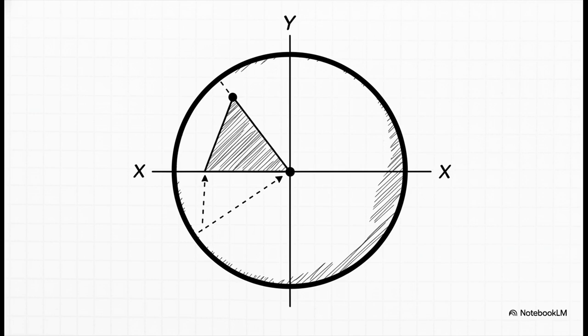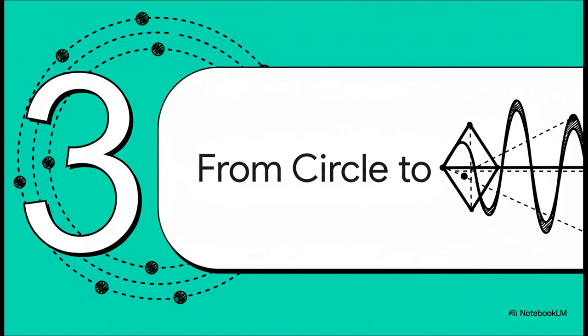Okay, now this is where things get really clever. Since the radius, which is our hypotenuse, remember, is always 1, that SOHCAHTOA thing becomes super simple. The sine of the angle, it's just the triangle's height, the y-coordinate. And the cosine, that's just the width, the x-coordinate. So get this, the coordinates of the point on the circle are the sine and cosine. It's that direct.